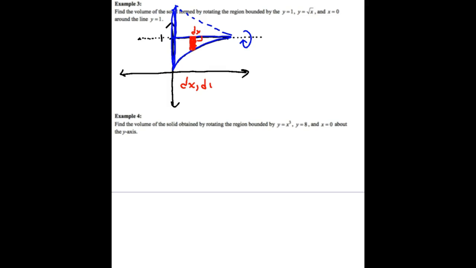It's still going to make a disc. It won't make a washer because there's no air that can get in there. It won't have any holes in it. Now I just need to set up my integral. First thing I need to do is figure out what my radius is. So I would write that, even get used to kind of organizing it, and then the calculus is easy.